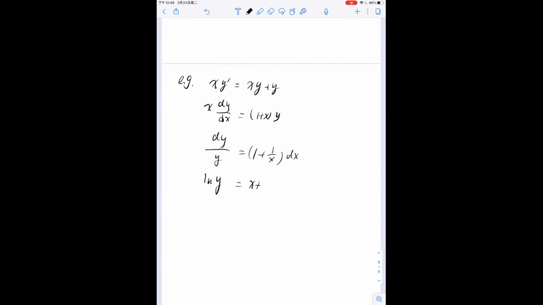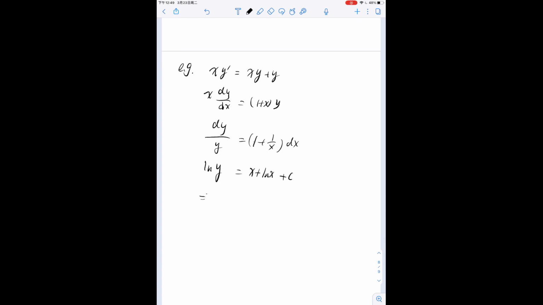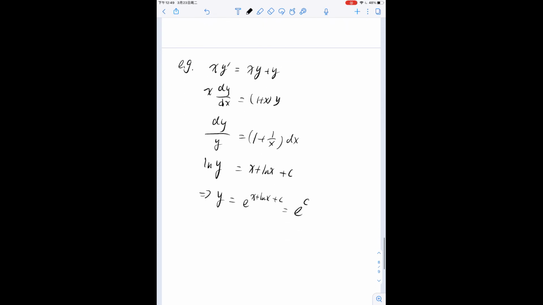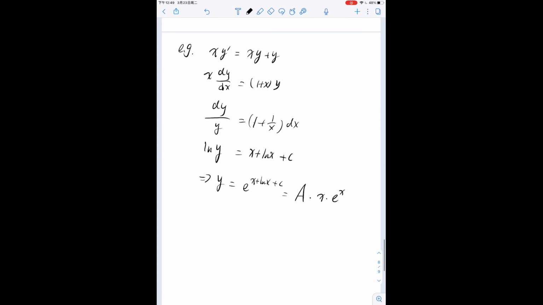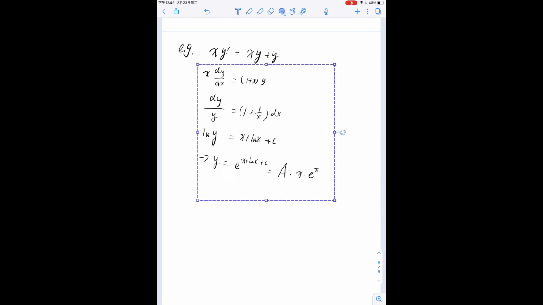X plus log x plus some c, and therefore we got y equals some exponential of x plus log x plus c. So move log c, exponential of c, to the front, and we got a times x times exponential of x. So you can just consider it as a constant a. It's super easy to solve, but this is not the purpose we want.